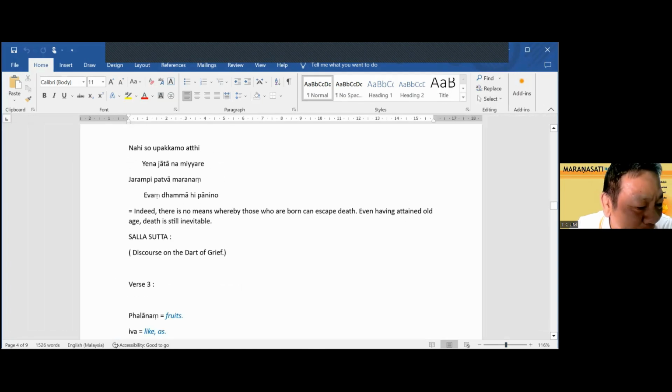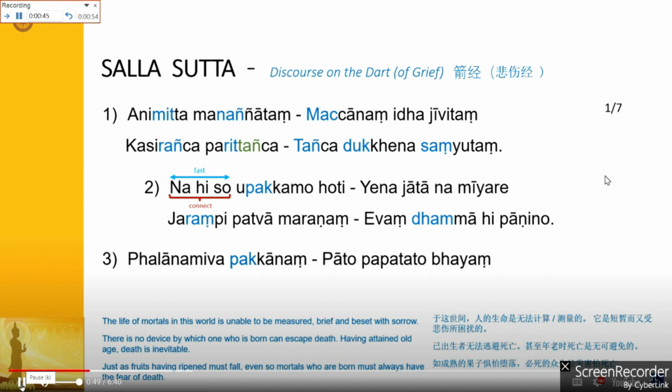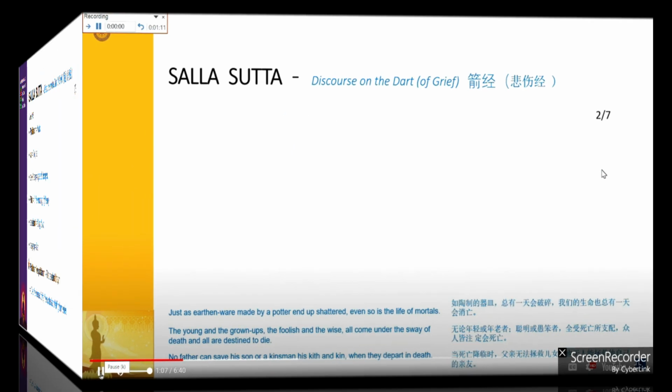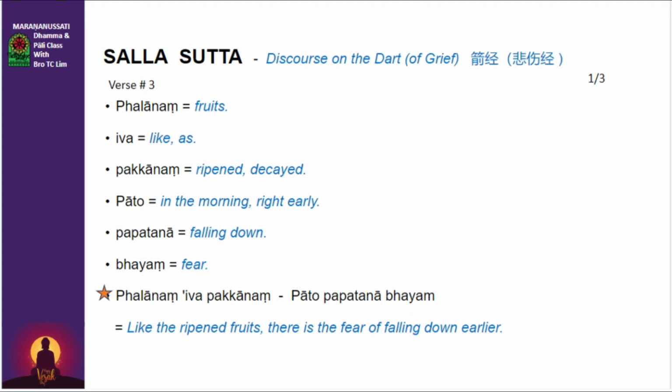Verse 3. Phalanam iva pakkanam pato patana to bhayam, evam jatana maccanam niccam maranato bhayam. Phalanam means fruits. Phala comes from the word phala, fruits. Iva, like or as. Pakkanam means ripe or decayed. Pato is in the morning or right early.